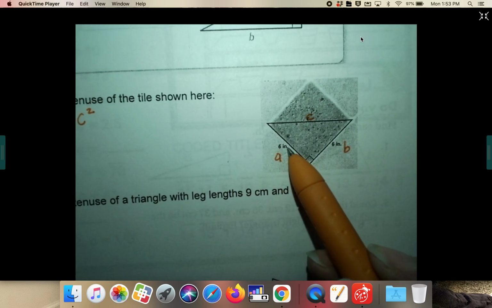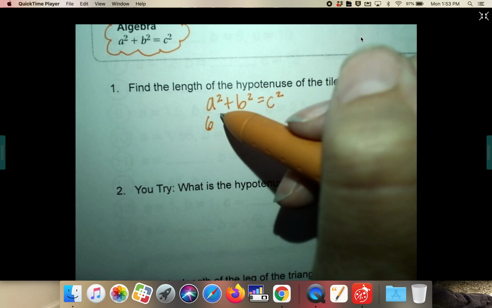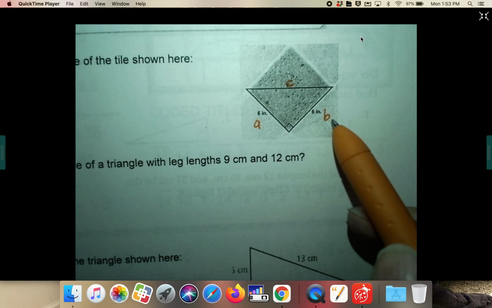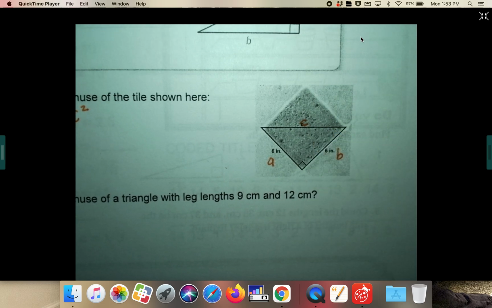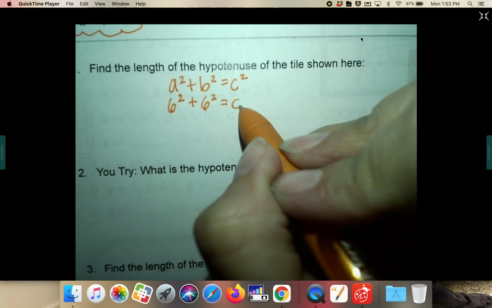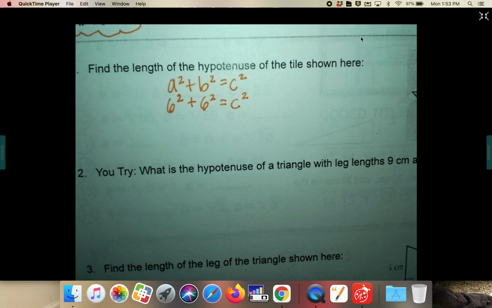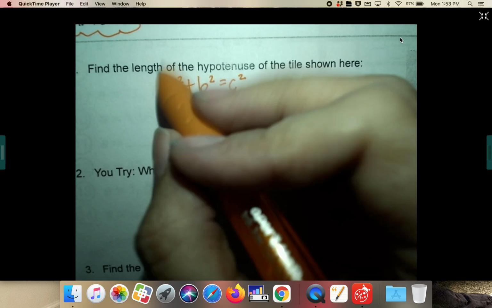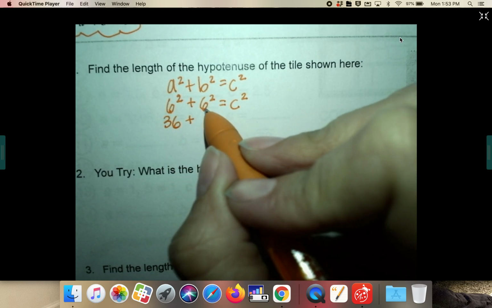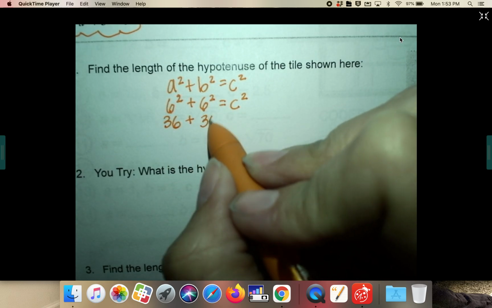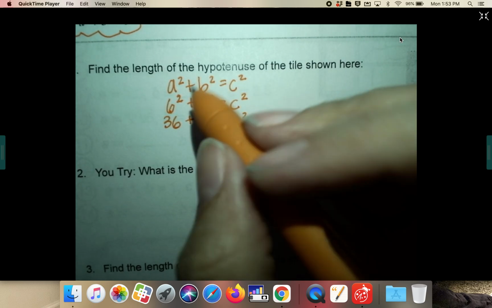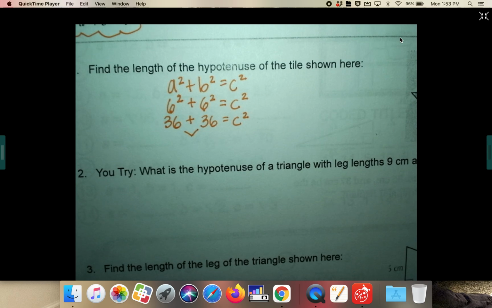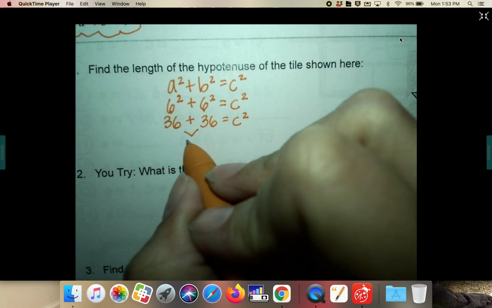A is 6 inches, so 6, keep the squared on it, plus b is also 6 inches, so 6 squared, equals, we don't know what c is. That's what we're trying to find out. So let's leave it c squared. All right, and then let's just start to solve what we know. 6 squared is 36, plus another 6 squared is another 36, and it just equals c squared because we don't know. So you can go ahead and add these. 36 plus 36, use your calculator, it is 72.